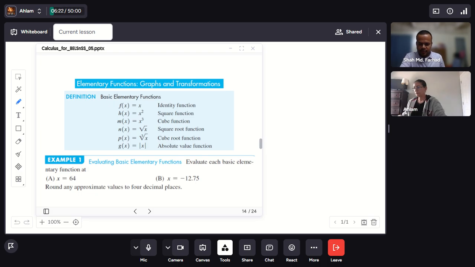In our lessons, we have already discussed the basic elementary functions. If we have f of x equals x, we call it the identity function. If h of x equals x squared, we call it the square function. If x cubed, it is the cubic function, and then the square root function, the cube root function, and then the absolute value function. Here, if you are given mod x, that is called the absolute value of x.